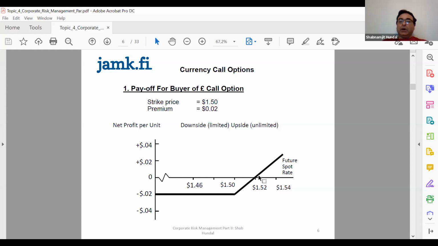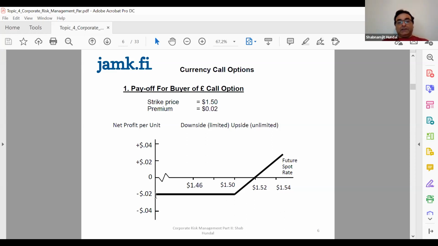And then as you go up, you will, for sure, be exercising the option, because imagine the market price is 1.60 and the strike price is 1.50. Definitely you save 10 cents minus the premium, 8 cents, still cheaper. You save 8 cents altogether, which is really cool.